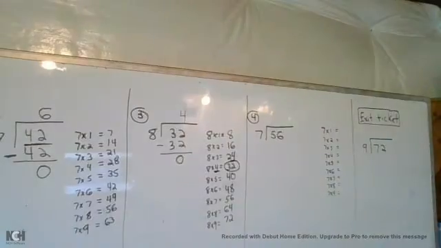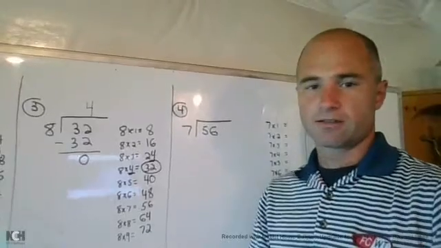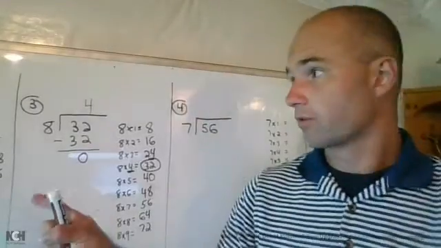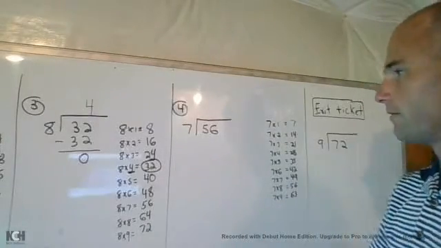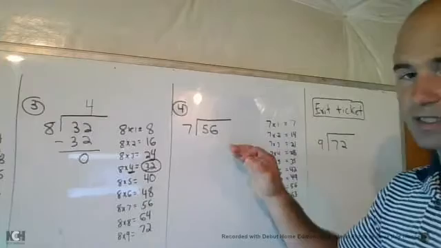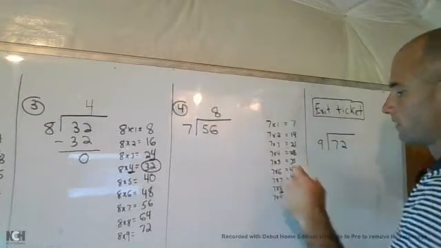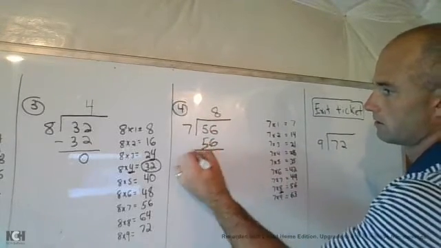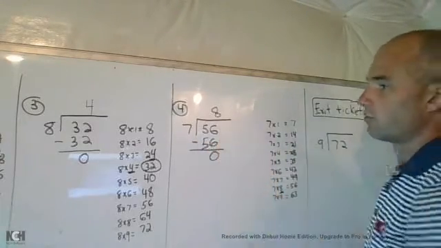Number 4. How many 7s go into 56? All right, do your 7 times tables, or you can look back at number 2 to see if that helps you at all. Hit the pause button now. All right, so we have 7 going into 56. We recognize it goes in 8 times, which gives you exactly 56. 8 times 7 giving you 56. You subtract, you get nothing left over, and you have nothing to bring down.